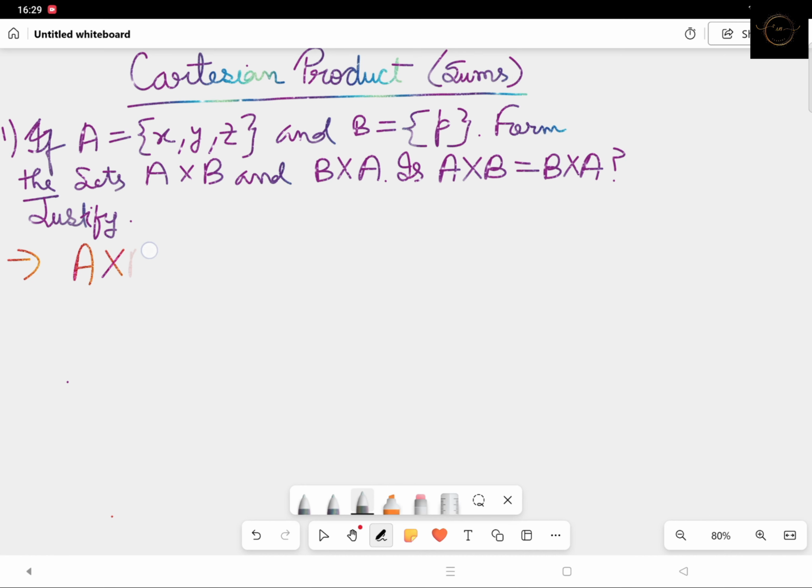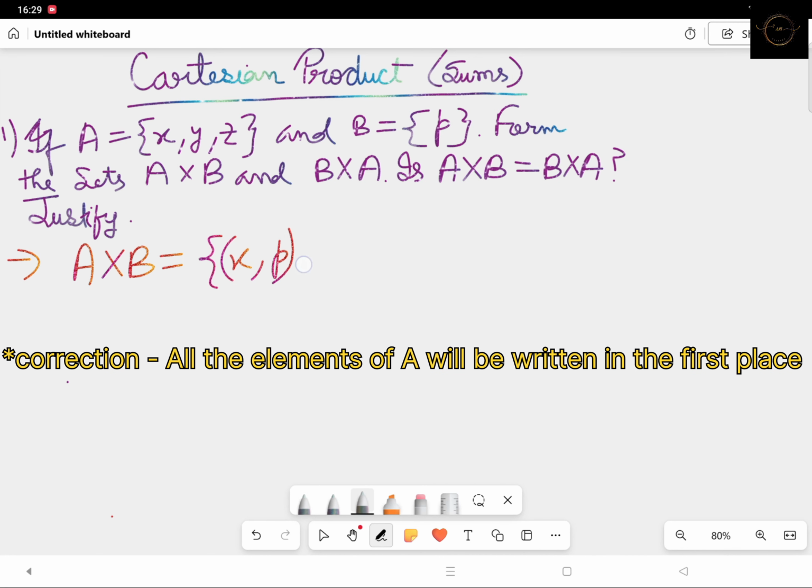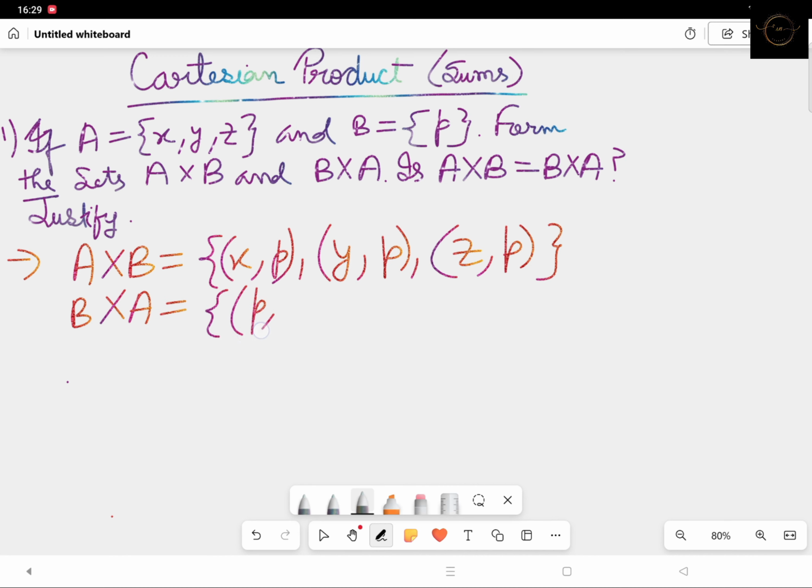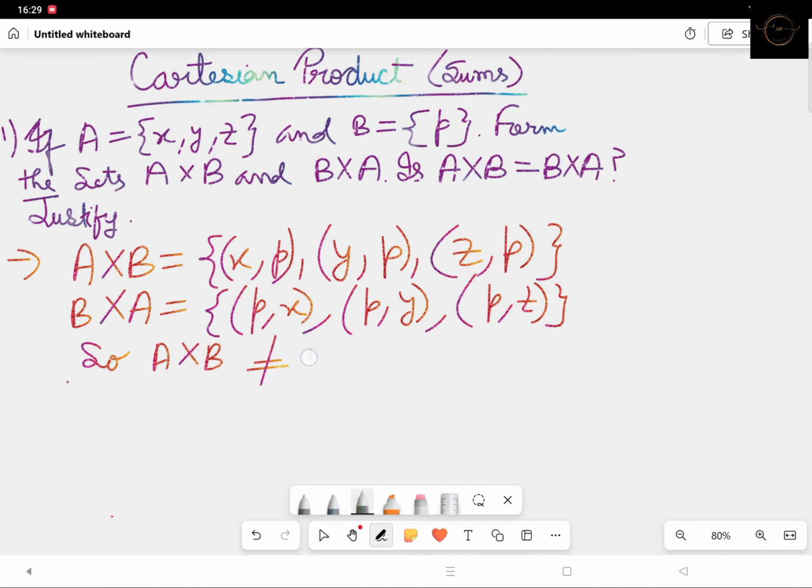What about A into B? It will be (x, p), because A is in the first place, so all the elements of A will be written in the first place. So (y, p), and what else? (z, p). And what about B into A? That's equal to (p, x), (p, y), and (p, z). So what are we getting? A into B is not equal to B into A, right?